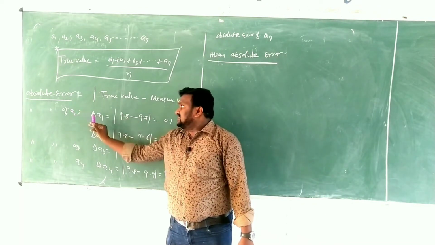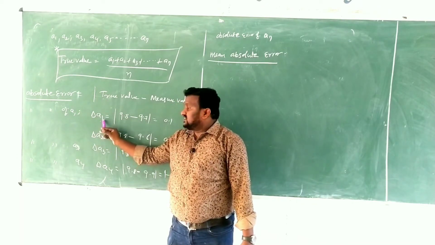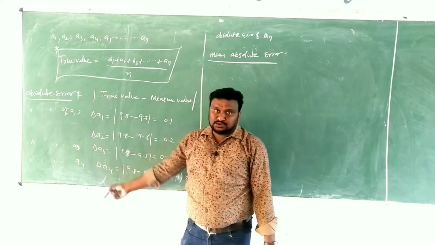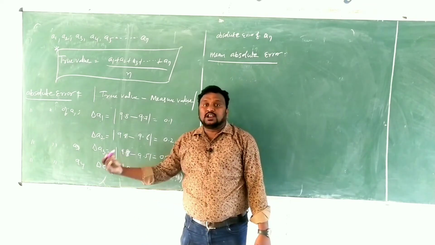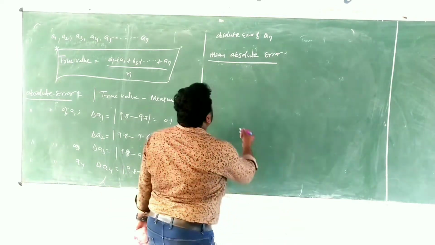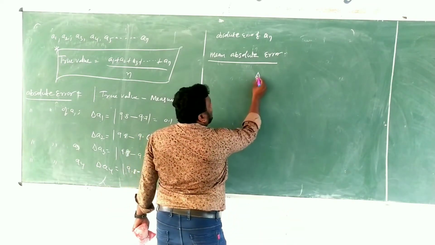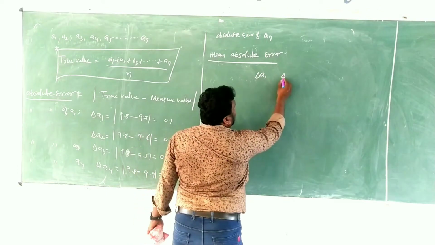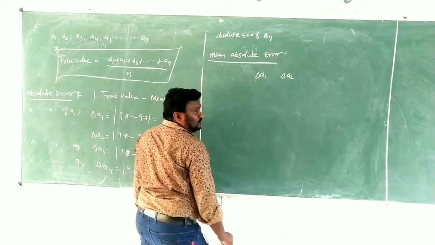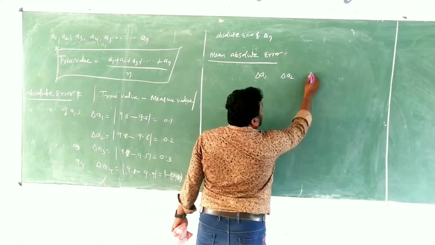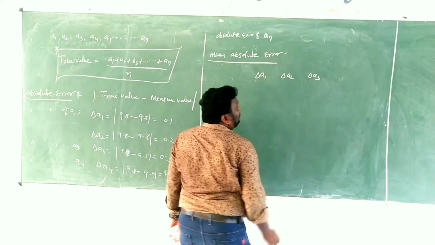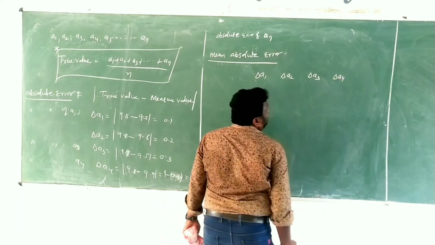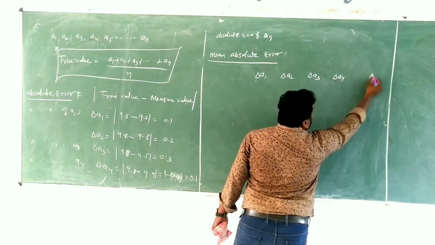absolute error of A1 is delta A1. Delta A1 is the absolute error of A1. Delta A2 is the absolute error of A2. And delta A3 is the absolute error of A3, like that. That means here we have delta A1, absolute error of A1, delta A2, absolute error of the second one, delta A3, absolute error of the third value, and delta A4, absolute error of the fourth one, and so on. Delta An.